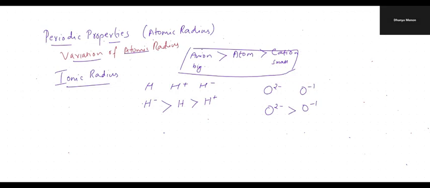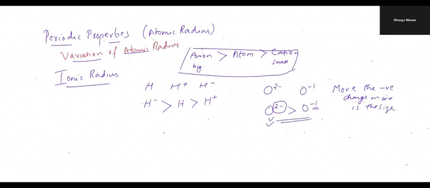Because in O2 minus, that means 2 electrons are added. In O minus, only 1 electron is added. So definitely O2 minus will be bigger in size than O minus. So this is how you do it. Just write as an important note, more the negative charge, greater is the size. This is an example that we have done.